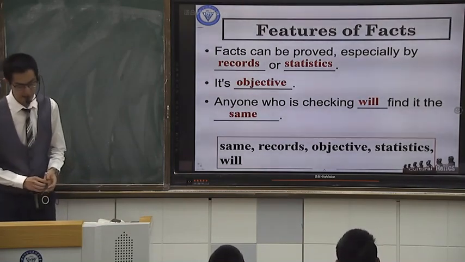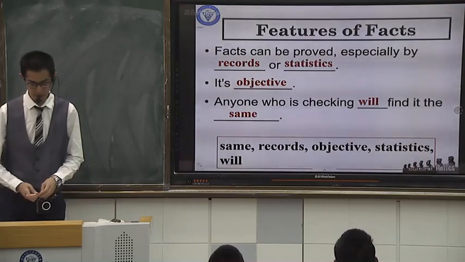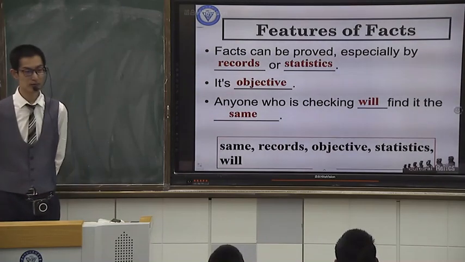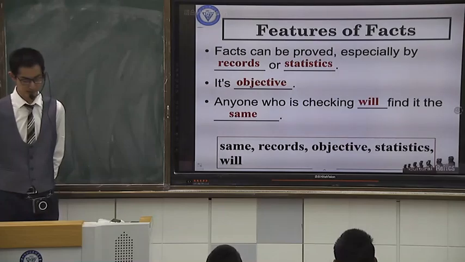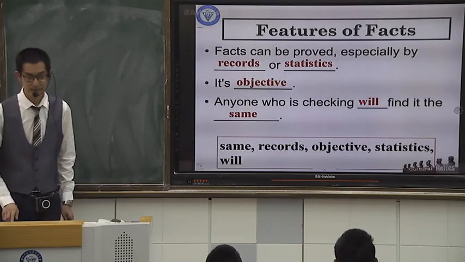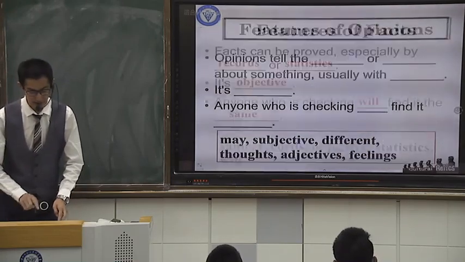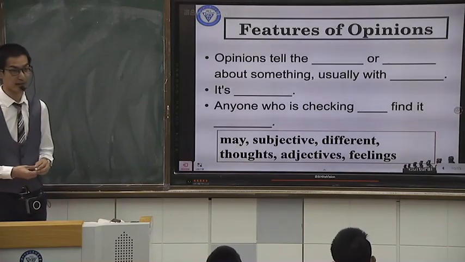Facts can be proved. Start. Facts can be proved, especially by records or statistics. It is objective. Anyone who is checking will find it the same. Excellent. Now let's see the features of an opinion.